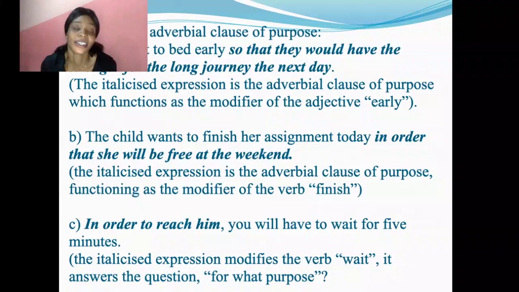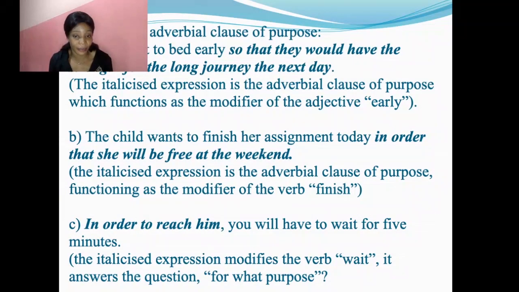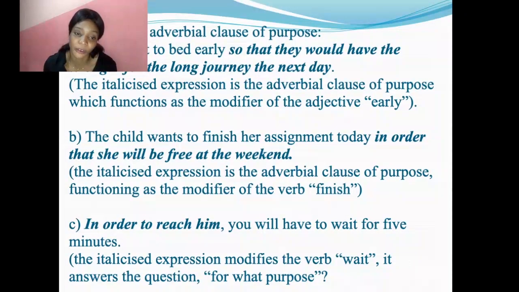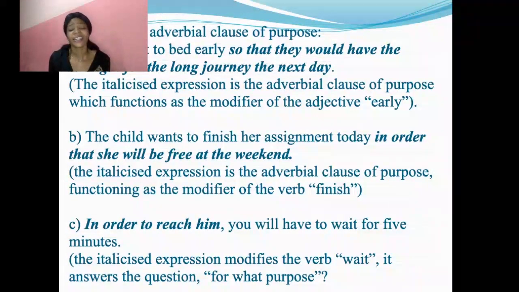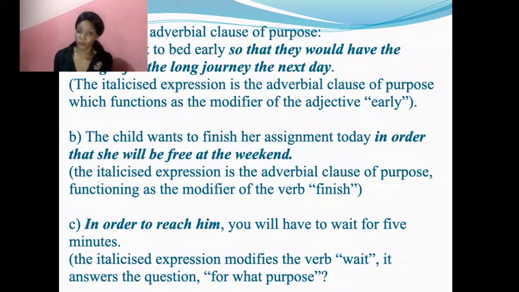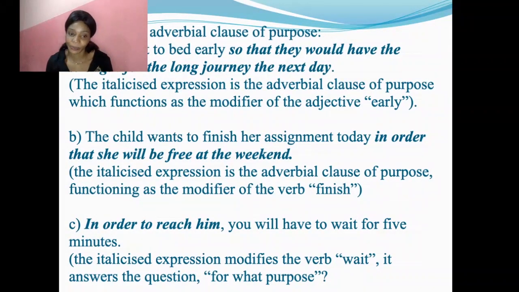A second example says, "The child wants to finish her assignment today in order that she will be free at the weekend." In order that she would be free at the weekend is the adverbial clause of purpose, because that is why the child wants to finish her assignment. She has not finished the assignment. She is yet to finish it. That adverbial clause functions as a modifier of the verb finish.